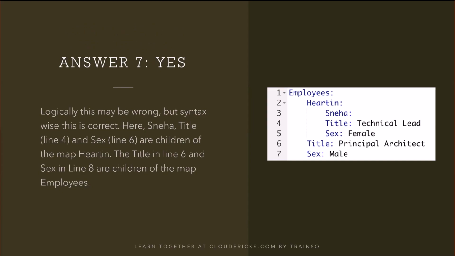Answer 7, yes, the syntax is correct. Logically, this may be wrong, but syntax wise, this is correct. So here, Sneha, title, and sex are the children of the map Hearten. The title in line 6 and sex in line 8 are children of the map employees.